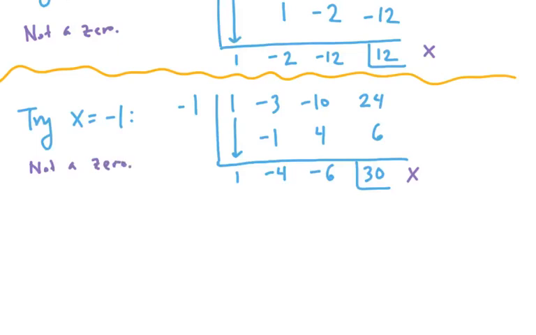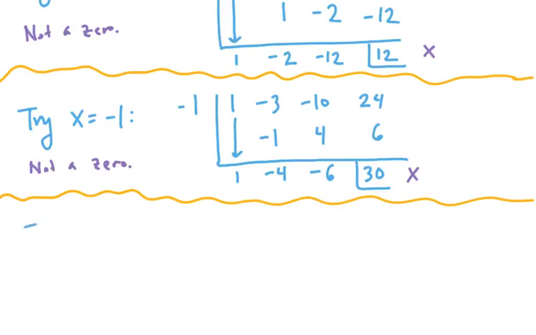I want you to know that this process of getting not a 0 a couple times is totally normal. It doesn't mean you're a bad guesser. It doesn't mean you're doing anything wrong. It just means that there were a lot of possible zeros, so they all can't work out to be zeros, right? This was a degree 3 polynomial. That means there will be at most 3 rational zeros.